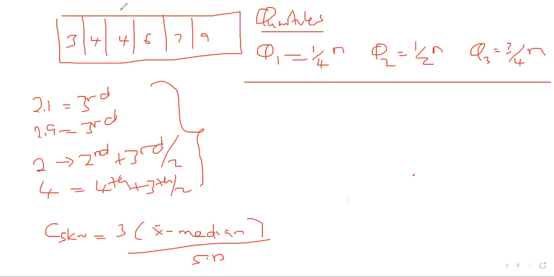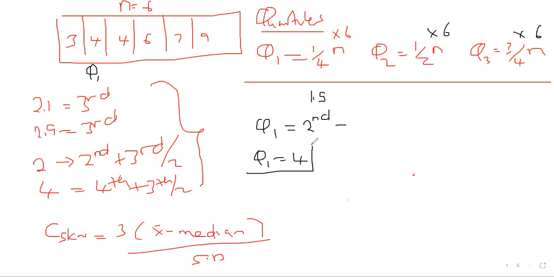So let's look at our n here. Our n was what? 6. So here, what is a quarter of 6? What is half of 6? What is 3/4 of 6? So a quarter of 6, in this case, is giving us 1.5. That is a decimal. It means our Q1 is the second value after rearranging it. So in this case, our Q1 is what? 4. Value 4. 2 is a position.